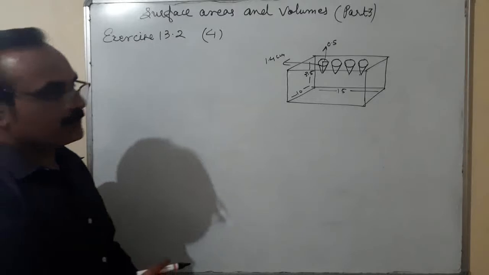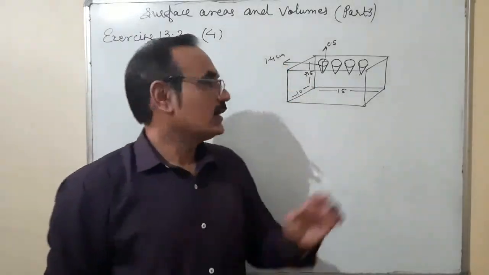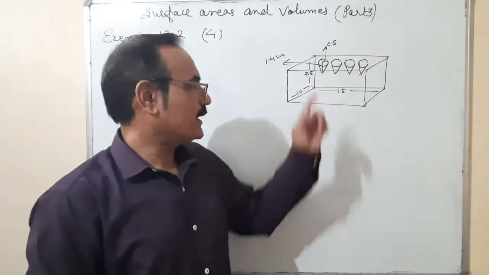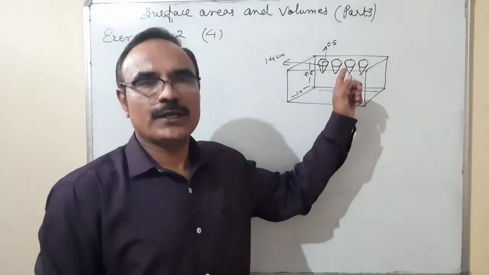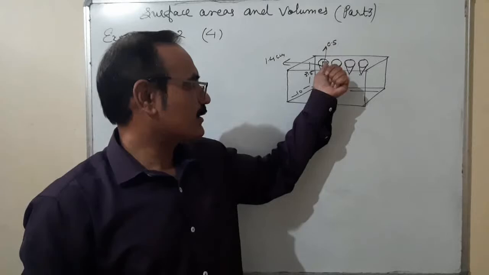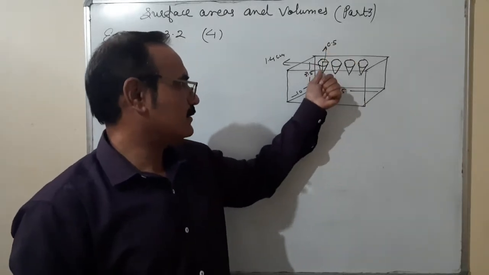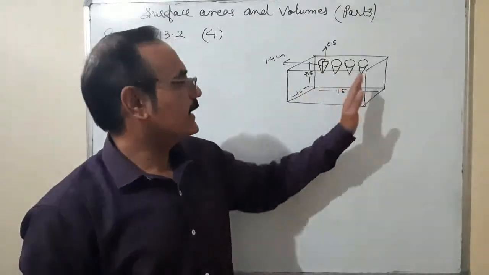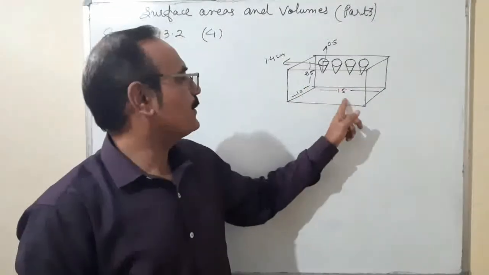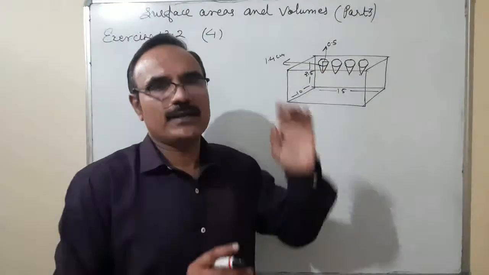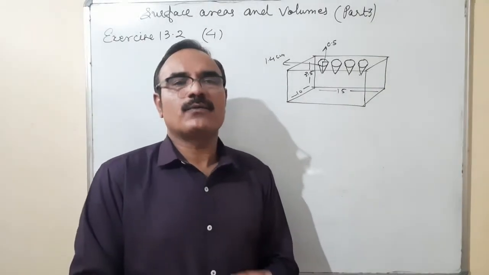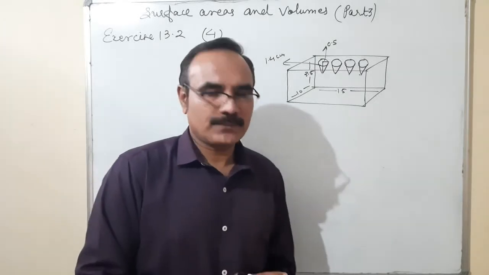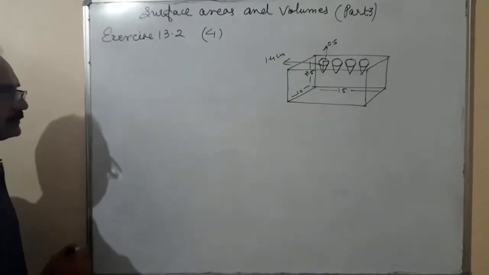The question is clear. This is a cuboidal block. It's a pen holder, with 4 pen holders in it, and they are depressions in the shape of a cone. Their radius at the top is 0.5 and the depth is 1.4 centimeter. The dimension of this cuboidal block is 15 centimeter by 10 centimeter by 3.5 centimeter. We are going to find the volume of this pen stand.